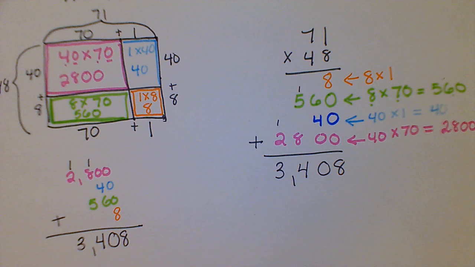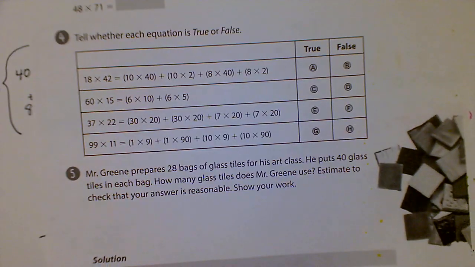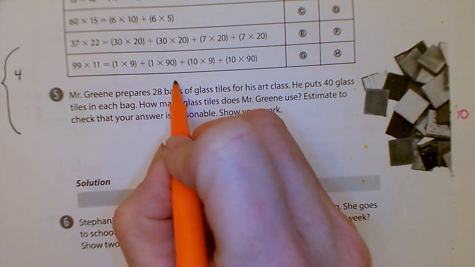All right, so let's keep going because I want you guys to have time to finish up whatever else you have to do today. So here we go. Last problem, problem number 5. Problem number 5 says Mr. Green prepares 28 bags of glass tiles for his art class.